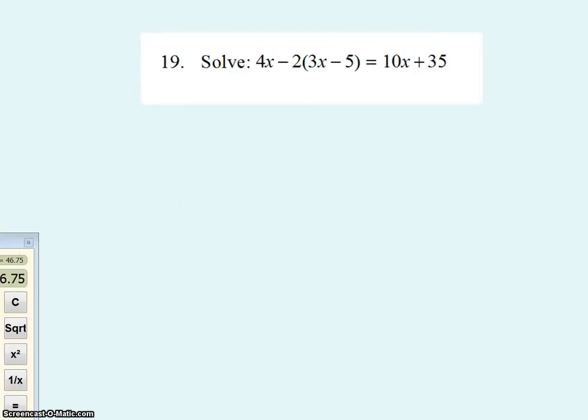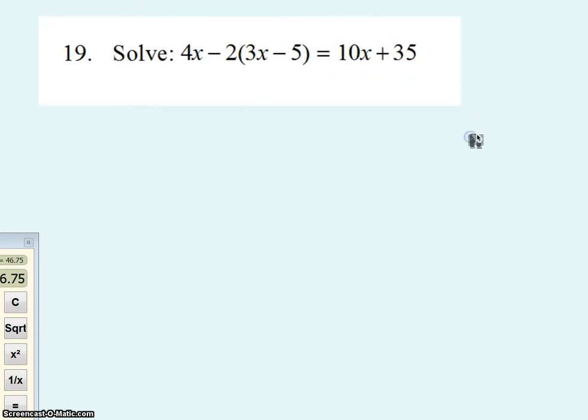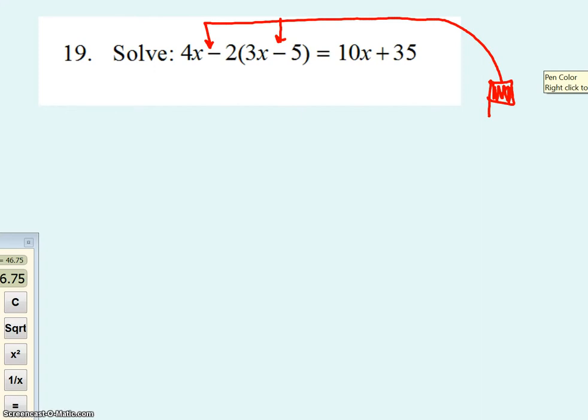Okay. Solve. Well, I see a big mess up here, but I know how to take care of big messes. The first thing I do is deal with parentheses, and because there might be guys watching, I'm going to put a red flag up here and say, hey guys, watch out for negative signs. We tend to screw that up, so got to be careful. Okay. First thing I'm going to do is deal with parentheses. That's a negative 2 times 3x, that's negative 6x. And a negative 2 times a negative 5 is a positive 10. Okay. And of course I still have a 4x out front. And equals 10x plus 35.